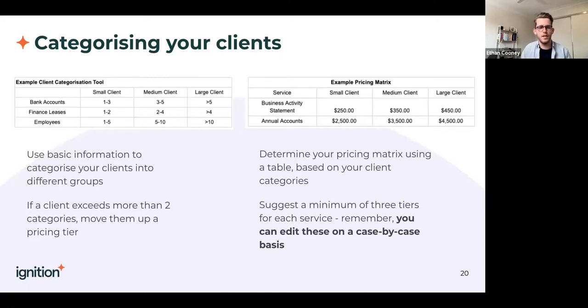We have a lot of content that we've done previously around understanding your costs as well and looking at your margins and things too. So we can potentially link that webinar recording if you're interested in that.